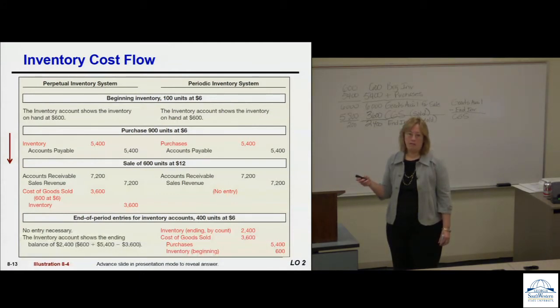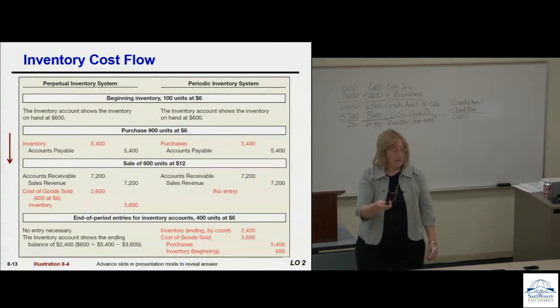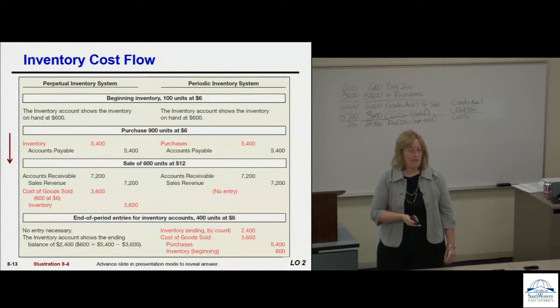Anybody ever worked at Walmart? Anybody work anywhere like Walmart? No. Y'all have never seen Walmart count the inventory. What about the grocery store? I've seen Walmart use those scanners, right? They do count the inventory.